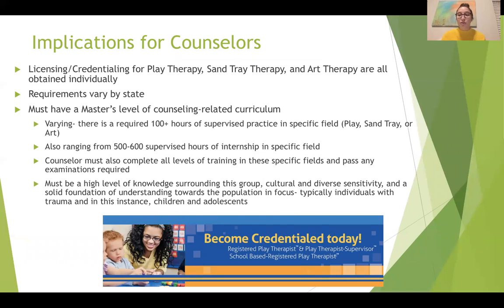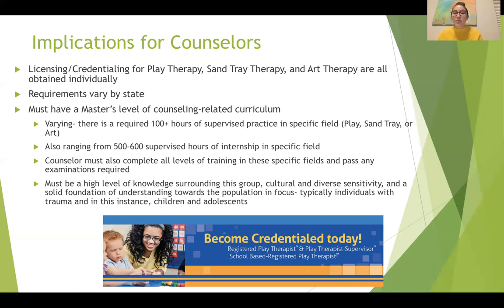But across the board, there is one thing in common: you must have a master's level counseling-related curriculum. That would be having a graduate degree in something like our program, clinical mental health counseling. Everything varies, but there's a required 100-plus hours of supervised practice in the specific field. It also varies by the level of licensure you want to pursue, but it's around 100-plus hours, give or take.